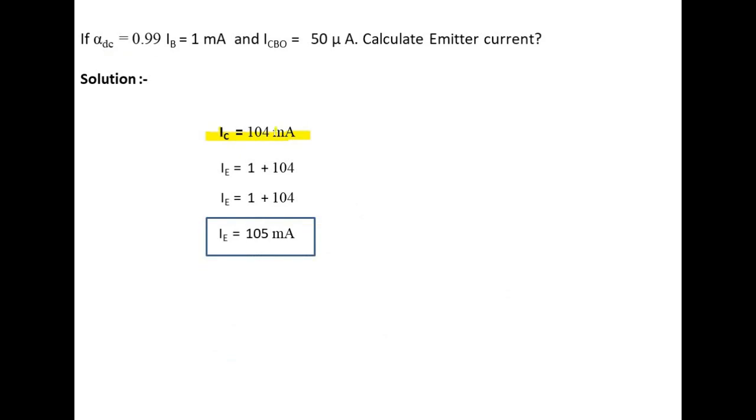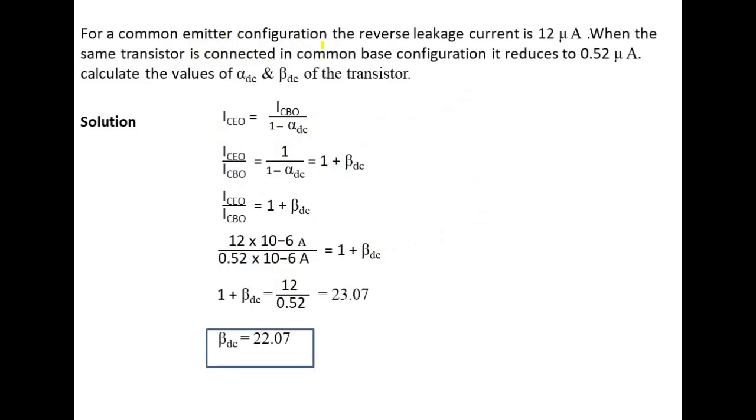Now we have to calculate emitter current. We have calculated IC as 104 milliampere, IB is given as 1 milliampere, and we know that IE equal to IB plus IC. So putting these values, IB as 1 milliampere and IC as 104 milliampere, we have got IE as 105 milliampere. For a common emitter configuration, the reverse leakage current is 12 microampere. Now when the same transistor is connected in common base configuration, the leakage current reduces to 0.52 microampere. Now we have to find the value of alpha DC and beta DC of the transistor.